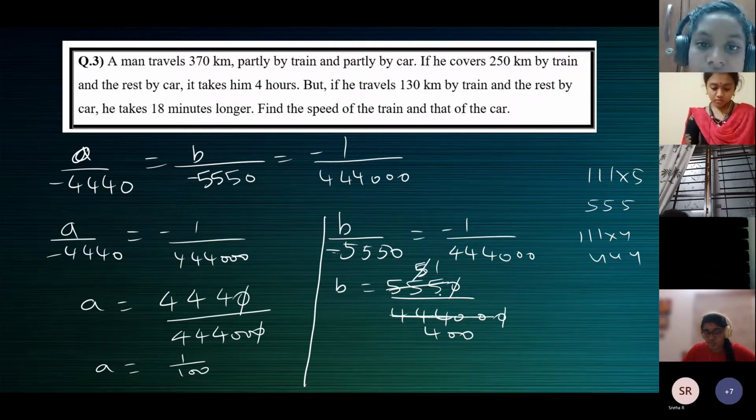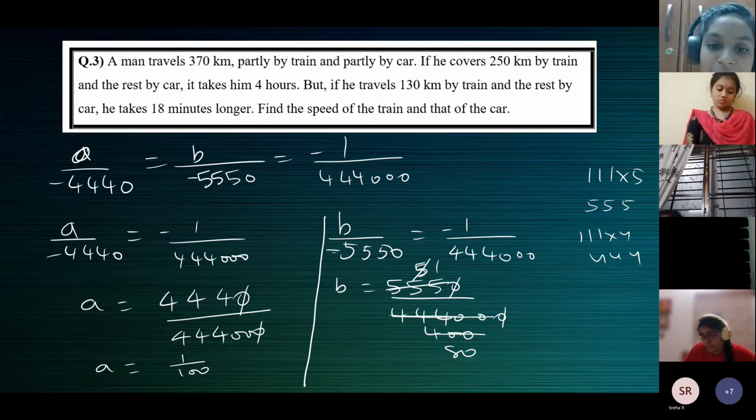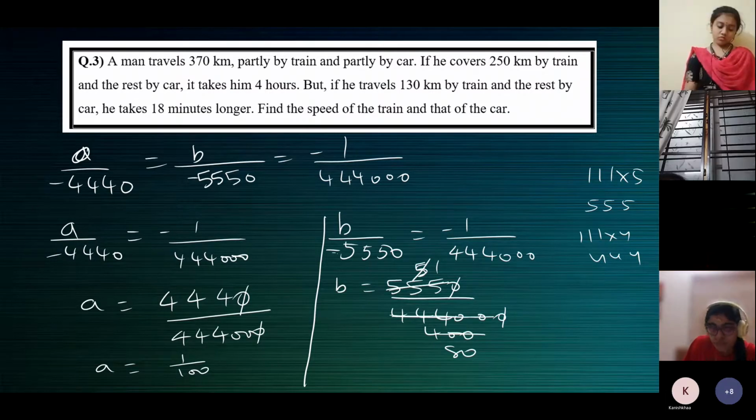Now 5 ones are 5, 5 8s are 40 and 0. So B is equal to 1 by 80. Okay, ma'am. Thank you. All right. See, you can simplify using the tables of 111. 111 5s are 555. 111 4s are 444.